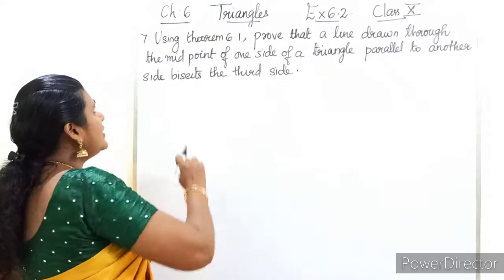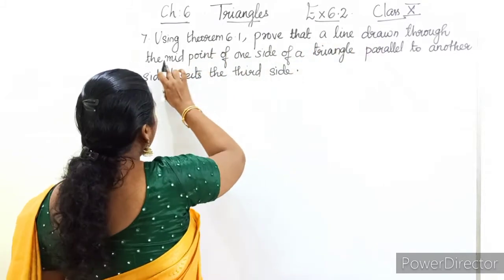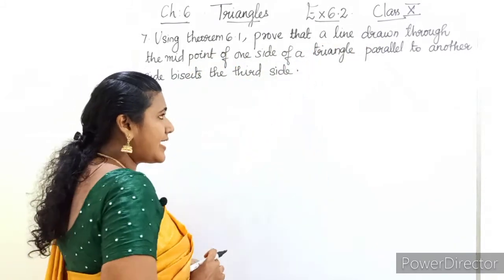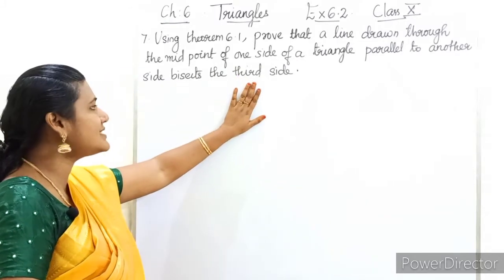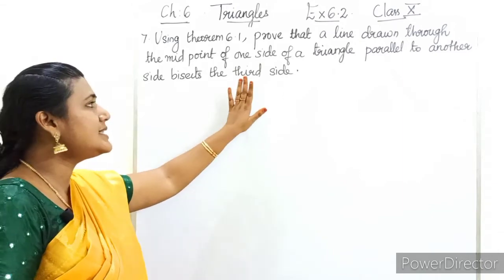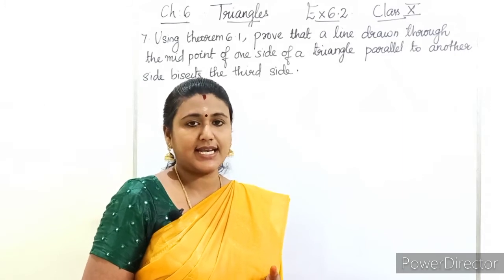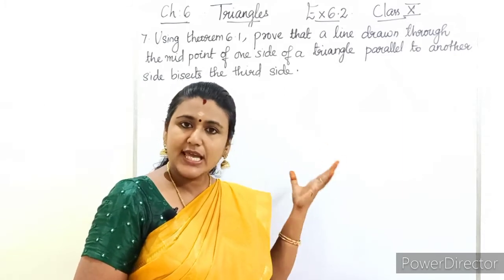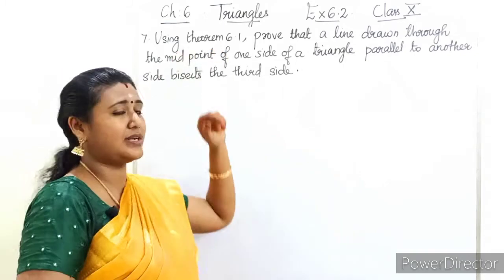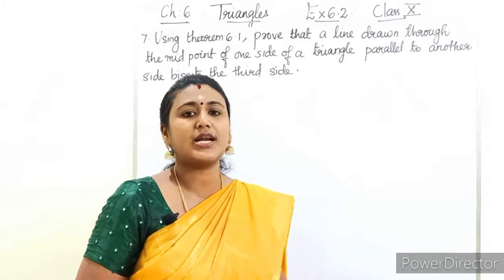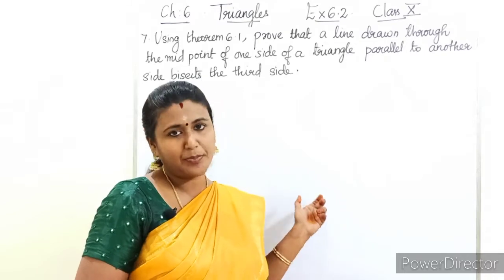So question number 7, using theorem 6.1, prove that a line drawn through the midpoint of one side of a triangle parallel to another side bisects the third side. So this is the question we want to prove. Actually this statement or this theorem you have already studied in class 9 as midpoint theorem. So the same midpoint theorem here we are going to prove using theorem 6.1. Theorem 6.1 is our basic proportionality theorem. So using basic proportionality theorem we are going to prove midpoint theorem.